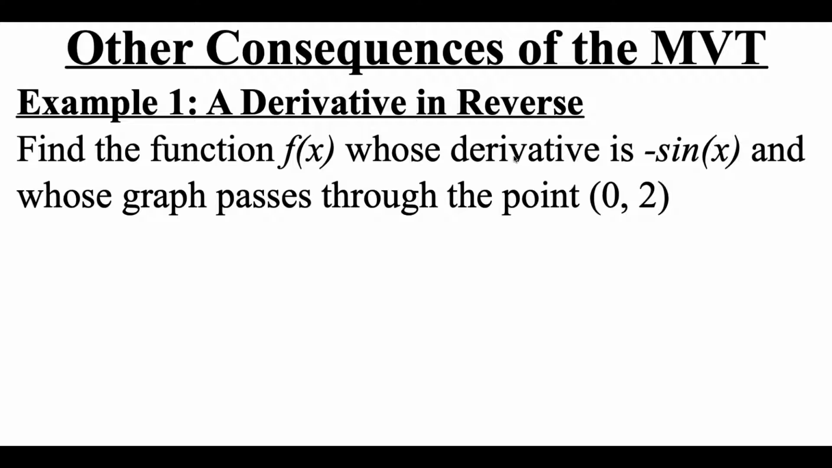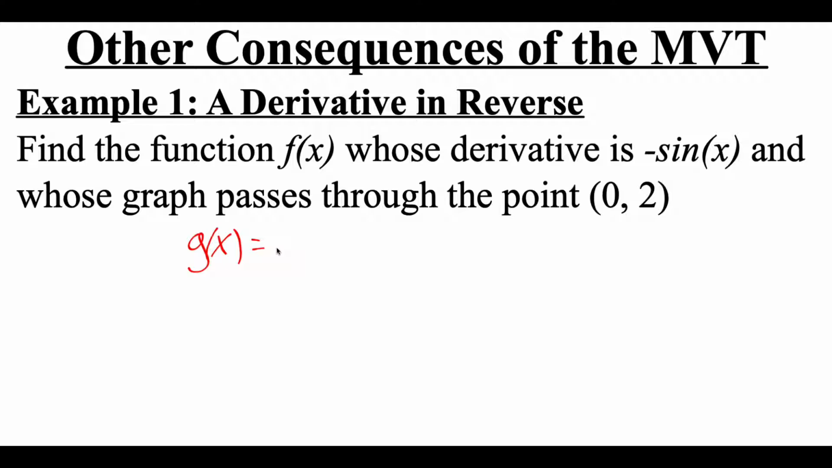So in this example, we're going to do a derivative, but in reverse. And we want to find a function f of x whose derivative is negative sine of x, but the graph is going to pass through the point 0, 2. Now, using what we just talked about, if two functions have the exact same derivative, then they differ by some constant value c. So instead of thinking about what f of x is, I'm going to think about this function g of x. And I want to think about what functions do we know of that when we do the derivative, it would turn into negative sine of x.